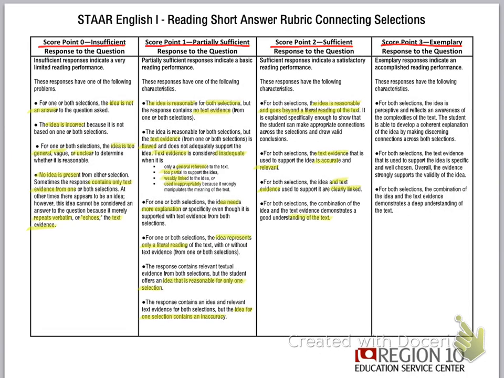With the score point 2, your idea is reasonable and it goes beyond the literal reading of the text. So that means you've made an inference, you have text evidence from both selections, and it's accurate and relevant to your idea. So it's clearly linked and it demonstrates that you did understand both texts. And for the 3, you have to have a perceptive idea. You have to have awareness of the complexities of the text, so you have to really be able to come up with a conceptual answer. Your text evidence has to be well chosen and specific, and you also have to demonstrate a deep understanding of the text.